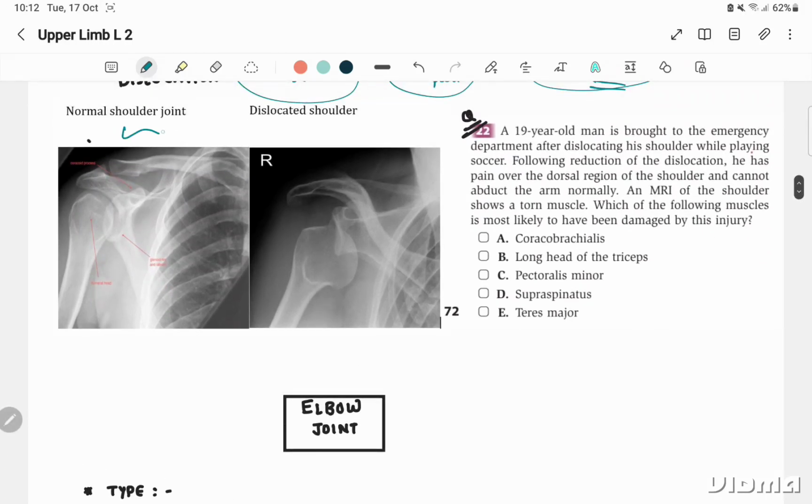So this is a normal shoulder joint here, and this is the dislocated joint. You can see this, it has turned like this and come to the front. So this is the anterior inferior dislocation.